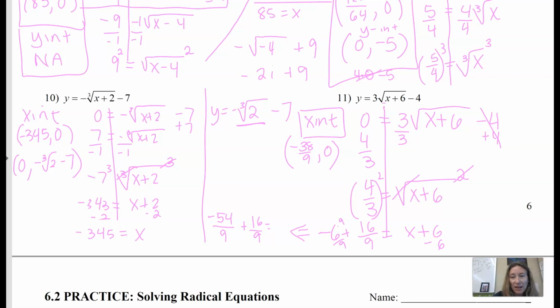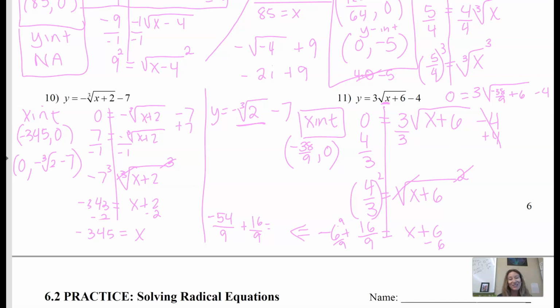When I plug that back in as the x value, remember I'm expecting to get the answer of 0 when I replace that x back in. I put in negative 38 over 9, then I did plus 6, took the square root, multiplied it by 3, and I got 4 minus 4, so that worked out perfectly.